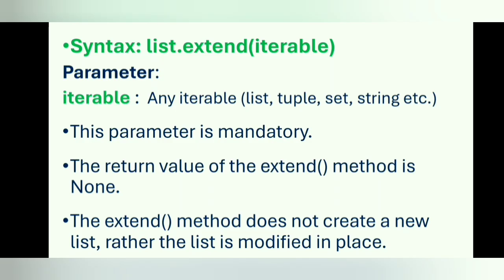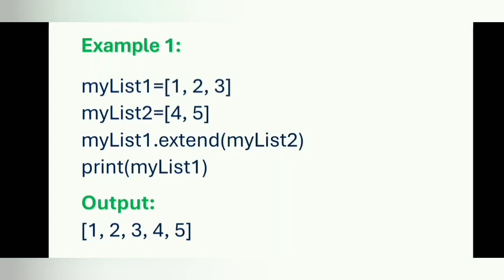Syntax: list.extend(iterable). Parameter: iterable. Any iterable such as list, tuple, set, string, etc. This parameter is mandatory. The return value of the extend method is None. The extend method does not create a new list, rather the list is modified in place. To get a better understanding of the method, let's examine some examples of the extend method in Python.